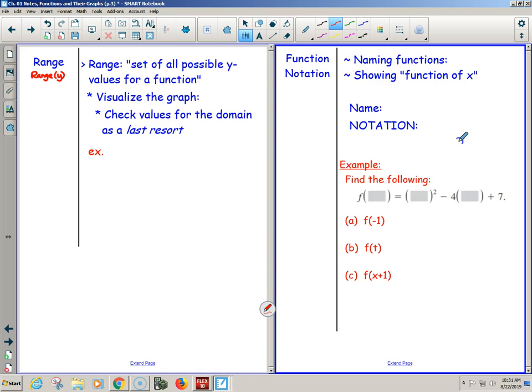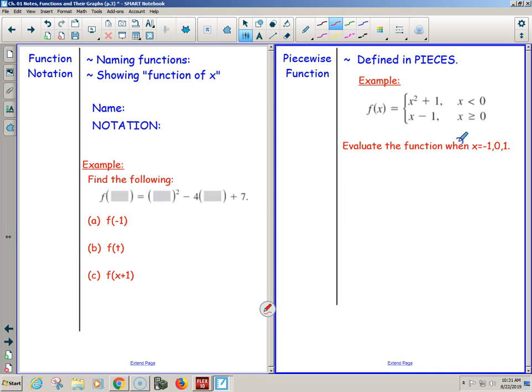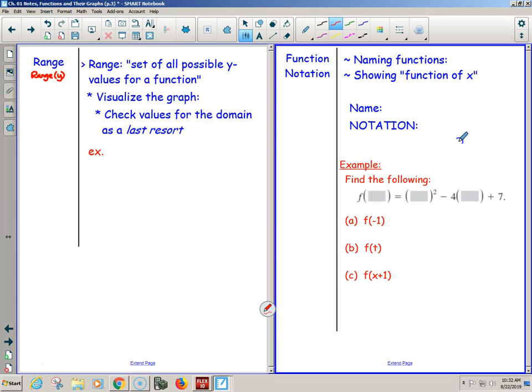Range. Domain is all the x's. Range is all the y's. Here is my silly way of remembering it. If you look at range with the y next to it with parentheses, can you take out the parentheses? How would you say that? Look at the range with the y next to it, take out the parentheses. How would you say it? Rangy. It's a cute little rangy.